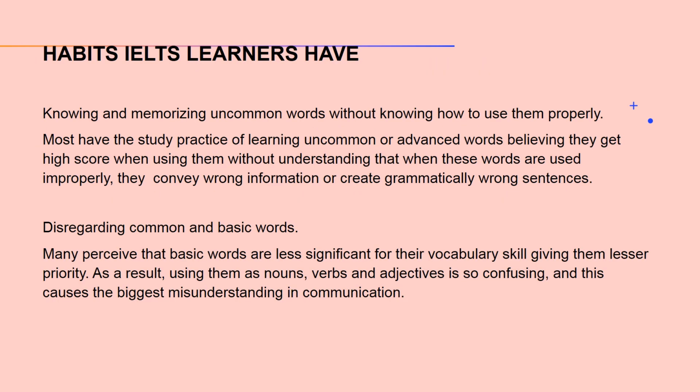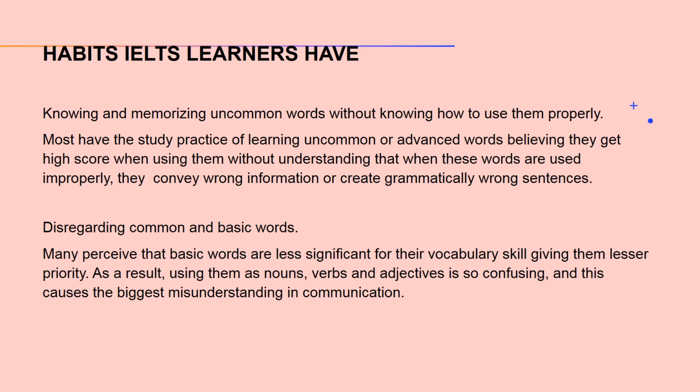Habits IELTS learners have. There are habits learners do which they think are right, and they are persistent in doing them. First, knowing and memorizing uncommon words without knowing how to use them properly. Most have the steady practice of learning uncommon or advanced words, believing they get a high score when using them, without understanding that when these words are used improperly, they convey wrong information or create grammatically wrong sentences.